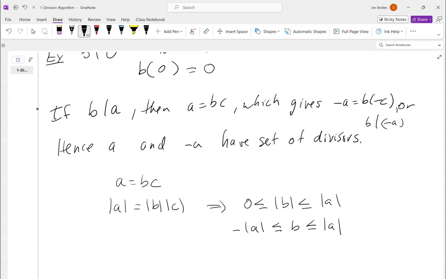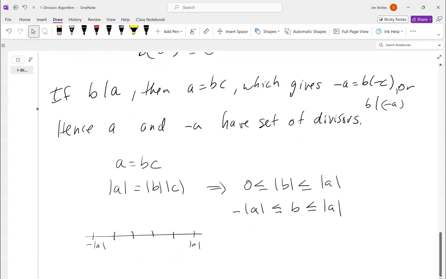So can we have infinitely many integer divisors of another integer? No. So there's only a finite number of slots that B can take up, right? Again, if we think of a number line, you've got negative absolute value of A, absolute value of A, and I can only hit the dashes, right? I can't go in between. There's a finite number of dashes that we can put for divisors, right?